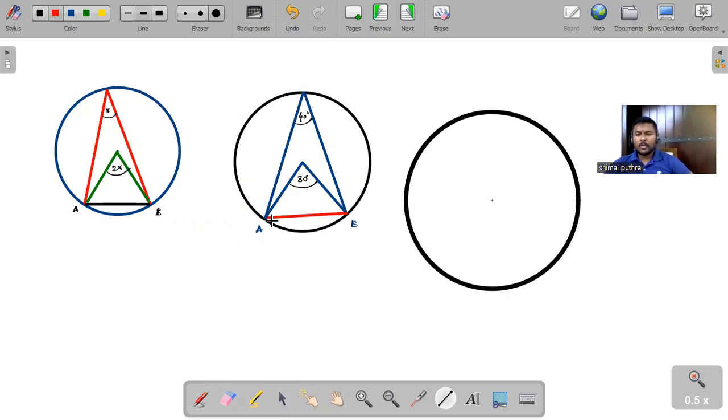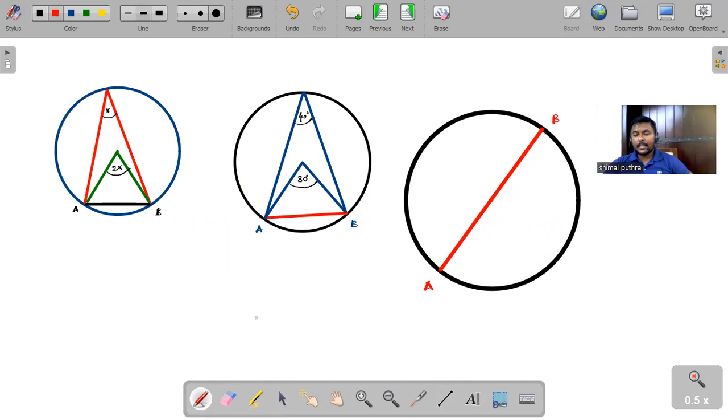I created a chord called AB, but I will create a chord as a diameter. This is just a chord. This is also a chord. This is also a chord. This is also a chord, but there is another name for this one. We call this one a diameter.